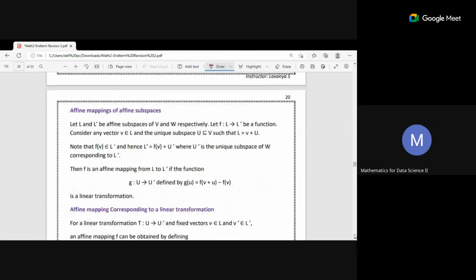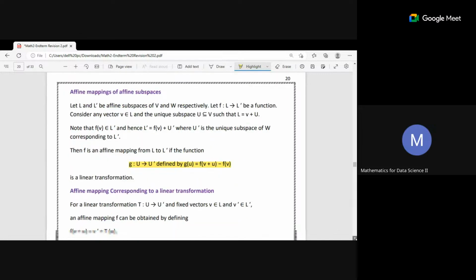Okay. So remember that for addition and scalar multiplication. And how do you relate affine mapping to a linear transformation and a linear transformation to an affine mapping? Suppose you are having f from L to L dash be a function. Consider any V in L and the unique subspace. So L is equal to V plus U. Now f of V belongs to L dash. So now you can define affine mapping from L to L dash if this function g from U to U dash given by g of U is equal to f of V plus U minus f of V is a linear transformation. So just you have to remember this point. We have explained how this is a linear transformation already.